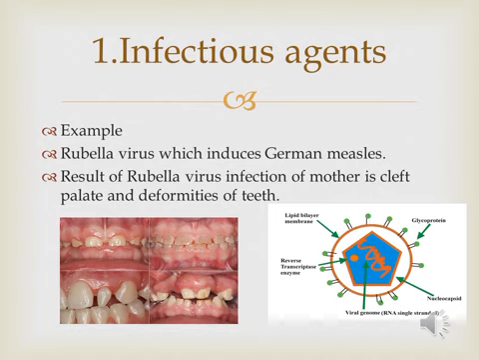On the left side you can see the picture of the deformities of teeth, and on the right side is a diagram of the rubella virus. The structural diagram shows lipid bilayer membrane, glycoprotein spikes, and nucleocapsid inside. There is a reverse transcriptase enzyme also present, and the viral genome is RNA, single-stranded. Everyone knows that RNA is single-stranded.